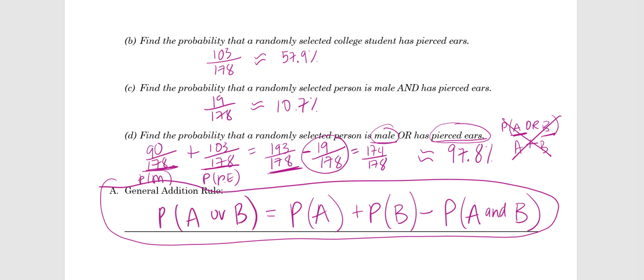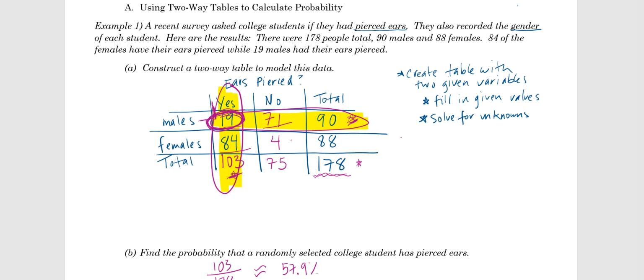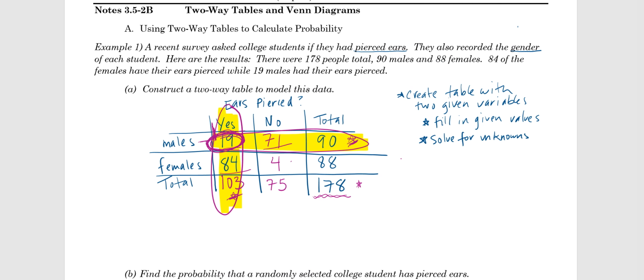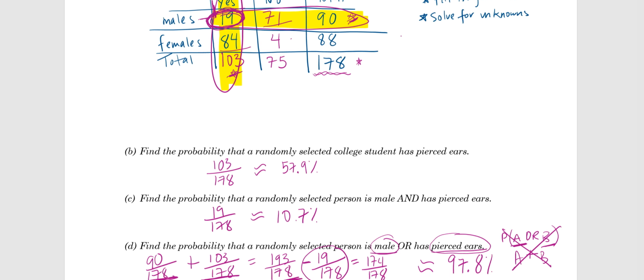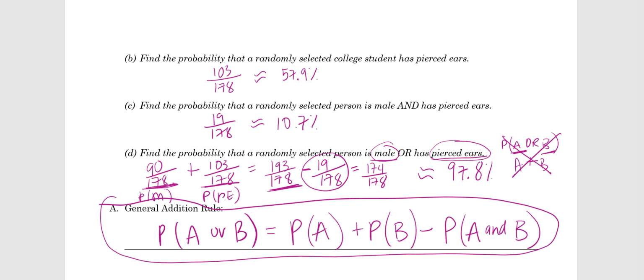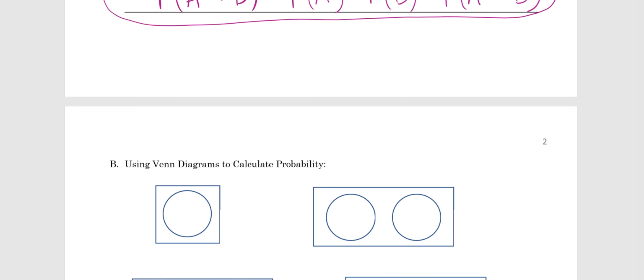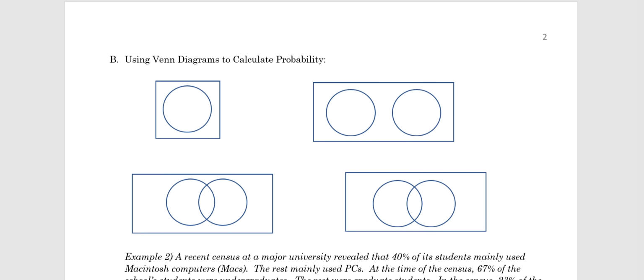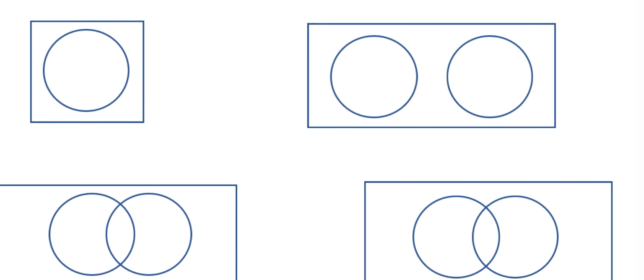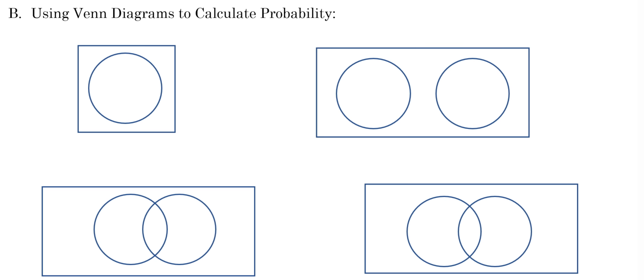Okay. So two-way tables, remember, they're very rarely going to give you a two-way table. So what you're going to start with is creating the table with your two variables, filling in given values, solving for unknowns, and then doing your best to answer any questions that they ask you. Okay. Moving on. The Venn diagram.